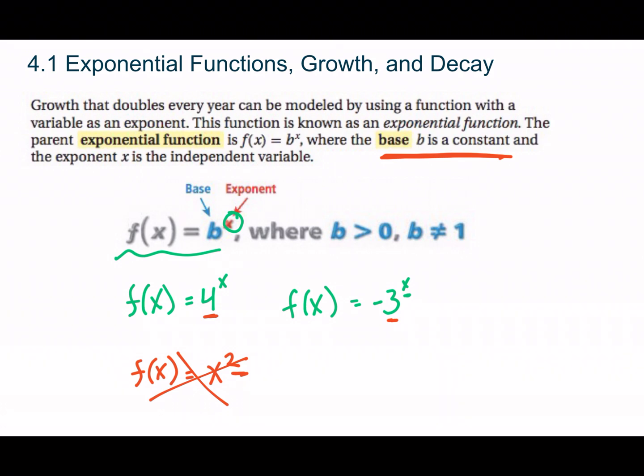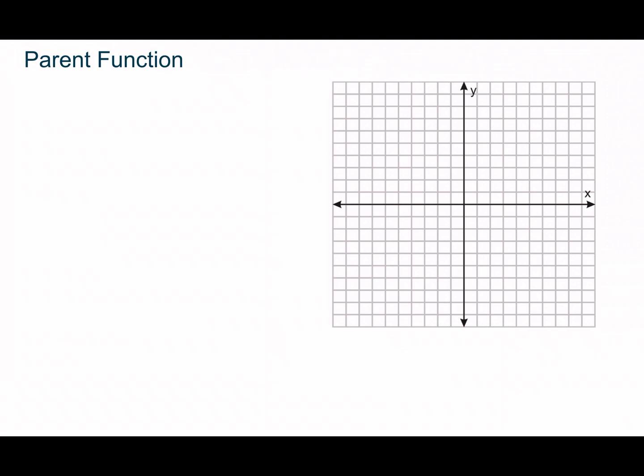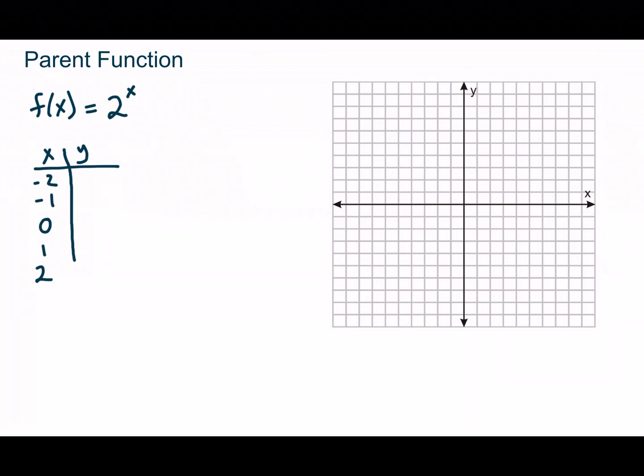Let's talk about the parent function we're going to use for exponentials. So our parent function is f of x equals 2 to the x. For this parent function, we're going to make a table. And when you go to graph all of your exponential functions this unit, you will always make a table. So let's look at some x and y values. Let's do negative 2, negative 1, 0, 1, and 2.